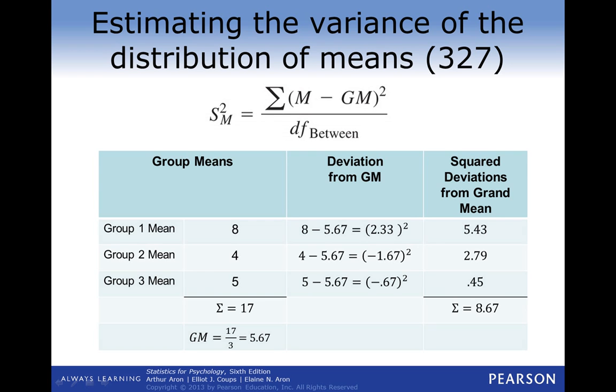We're going to square each one of those to get our squared deviations from the mean. And then we're going to sum those to get 8.67 as our sum of squared deviations from the grand mean. In other words, this number.